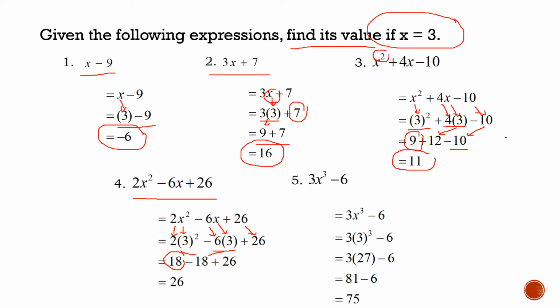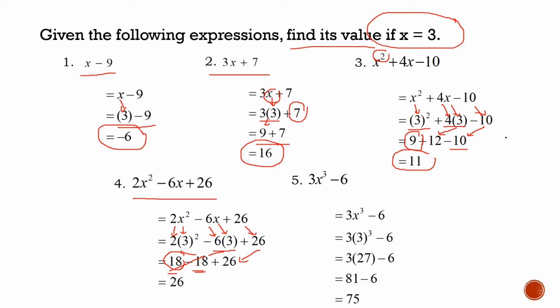Negative multiplied by a positive number will be a negative resulting value. So negative 6 multiplied by 3 is negative 18. So we copy your positive 26. Since your first and second terms have resulting values of 18 and negative 18, we can easily cancel them out. That's why it is equal to 0.